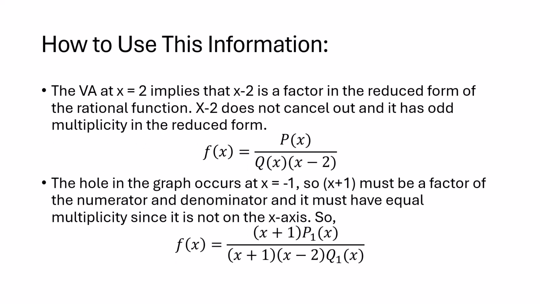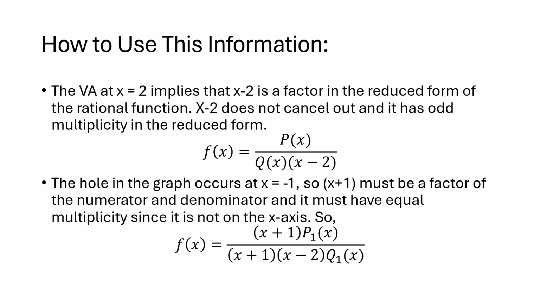The vertical asymptote at x equal 2 implies that x minus 2 is a factor of the reduced form. X minus 2 does not cancel out, and it has odd multiplicity because the graph changes sign. So currently, right now, we have some polynomial p of x that we're going to figure out, divided by the product of some other polynomial q of x times x minus 2. We have this q of x in here because we have more information that we're going to use.